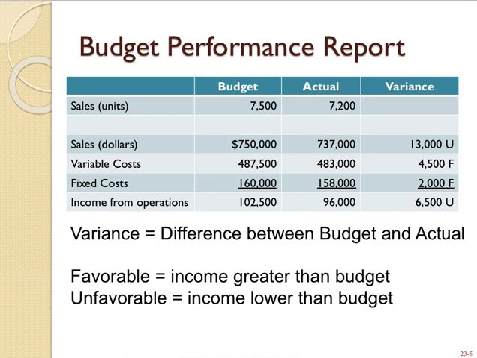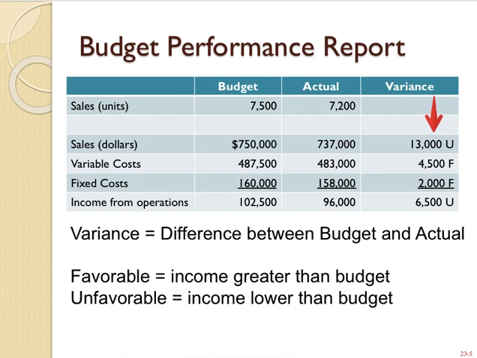So like I said, the variance is the difference between budget and actual. So if you go ahead and calculate the difference between each of these items, so here for sales, the difference was $13,000. For variable costs, the difference between budget and actual was $4,500. And for fixed costs, the difference between budget and actual was $2,000. So then the overall difference between income from operations for budget and actual came out to $6,500.